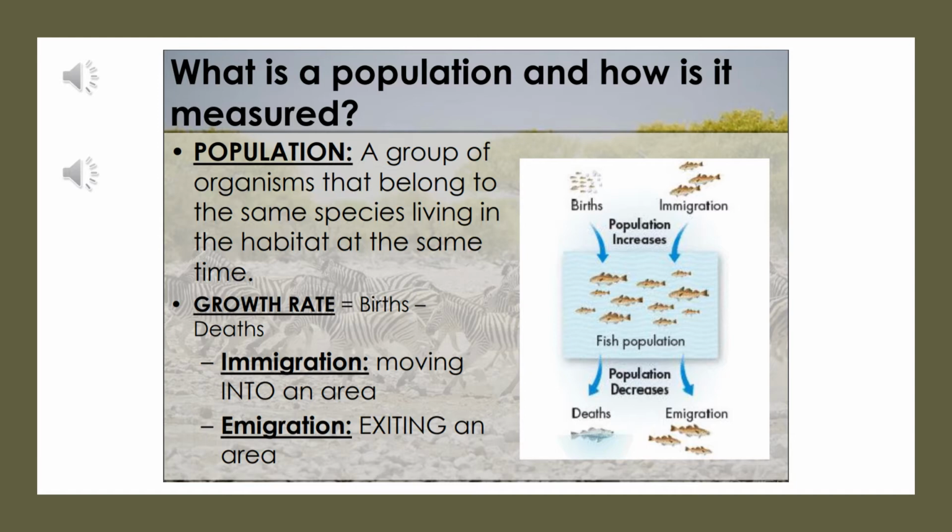Population growth may also be affected by people coming into the population from somewhere else, known as immigration, or leaving the population for another area. That's called emigration. Look at the diagram. Notice that two factors that increase population are births and immigration. Notice that two factors that decrease population are death and emigration.